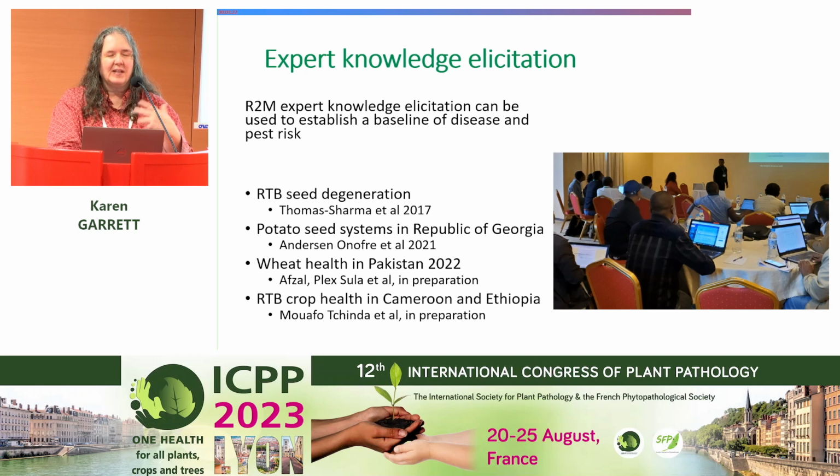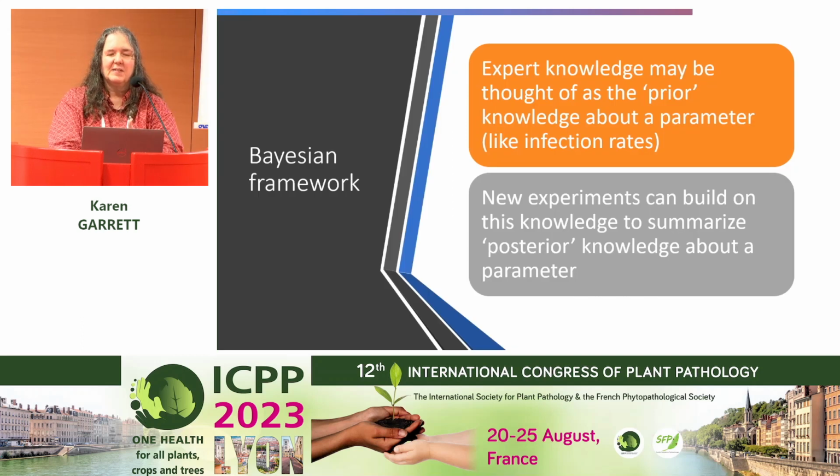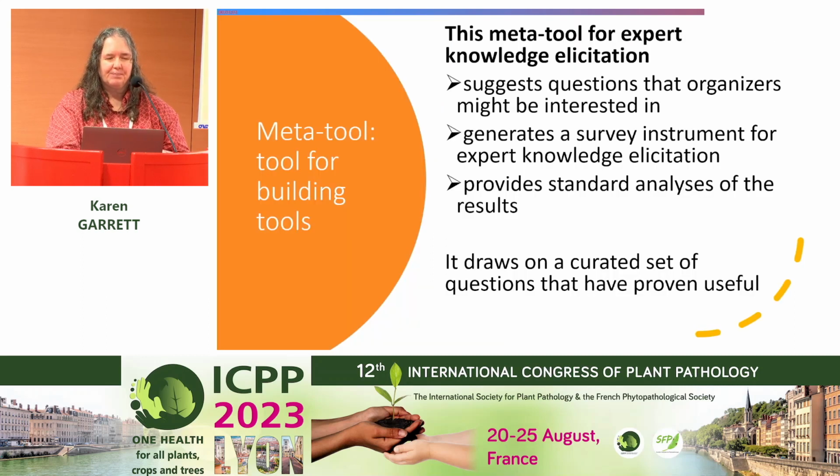And so the idea here is that we can think of this expert knowledge in the Bayesian framework, if you like, that statistics framework, with the prior knowledge about a system and then the posterior. So the expert knowledge could represent the prior knowledge that people have about a system, and then new experiments can build on that in terms of the posterior knowledge.